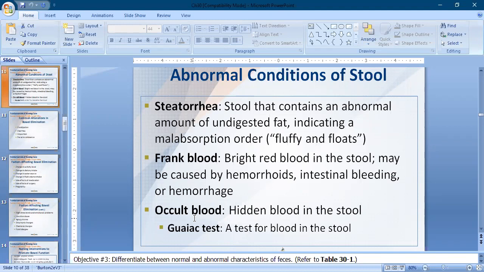about that. You have to tell them to collect three samples from three different bowel movements and not allow contamination with water or urine. Also, for point of care testing, a blue color indicates the positive result, meaning blood is present in the stool. The test we do for blood in the stool is called the Guaiac test.